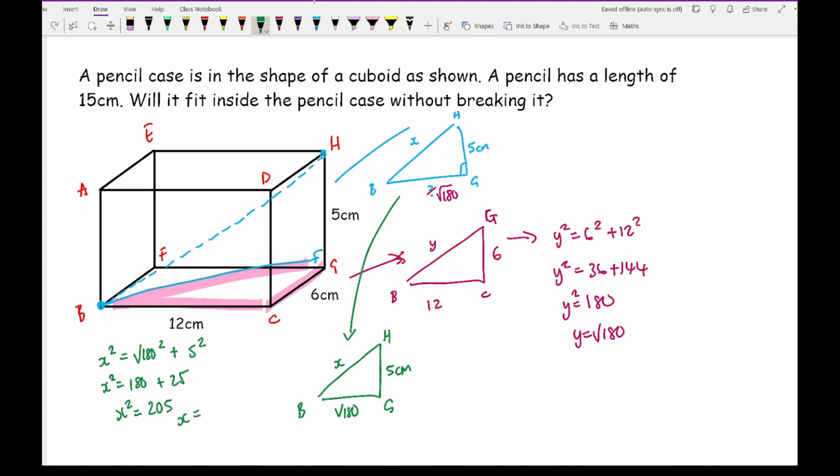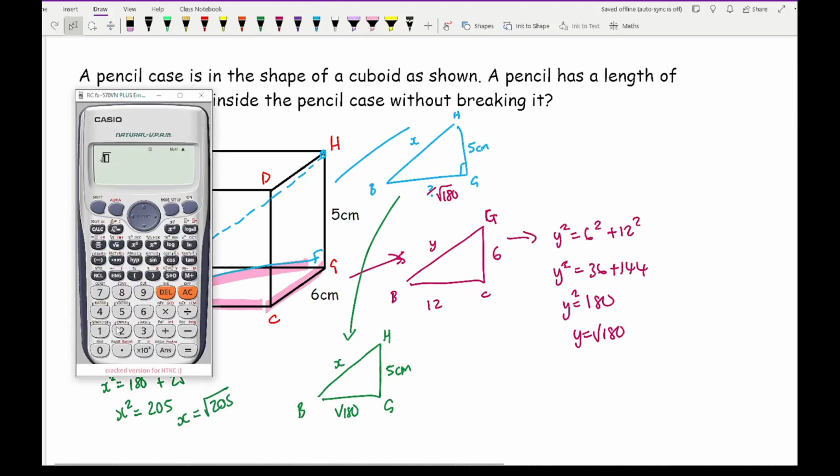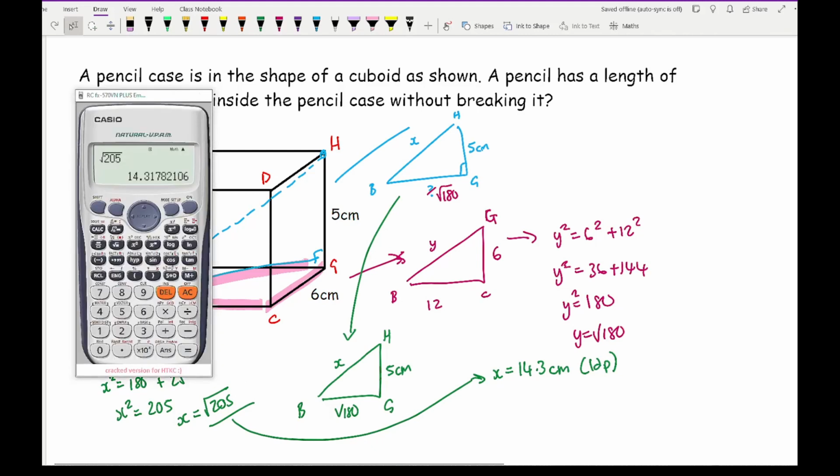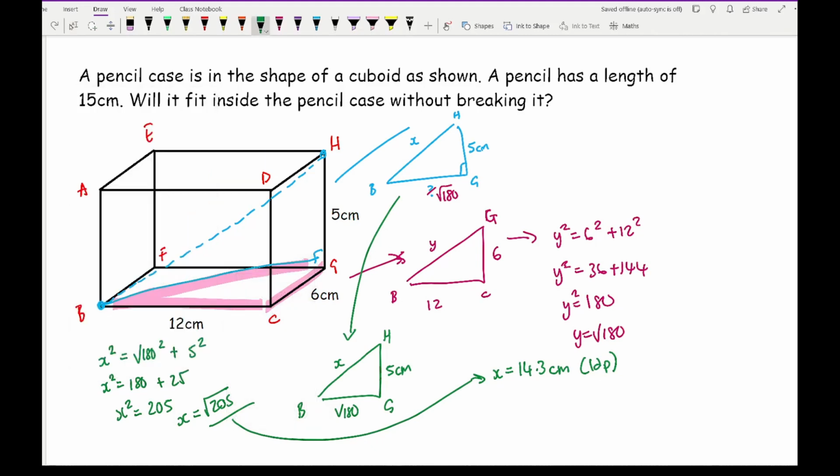So if I then square root 205 on my calculator, let's just get that calculator out. We've got the square root of 205, press equals, gives me an answer of 14.3. Now this is a complete utter mess, so let me just move this over here. So here x equals 14.3 centimetres to one decimal place. And let me just double check on the rounding. Yep, 14.3. So the answer, which I've not yet stated, is no, the pencil will not fit.